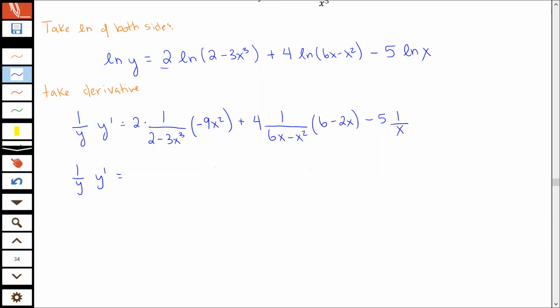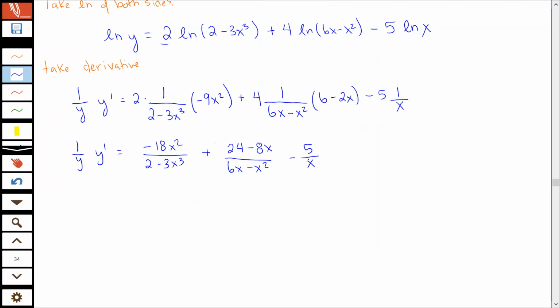So I'm going to end up with negative 18x squared over 2 minus 3x cubed, plus 24 minus 8x over 6x minus x squared, minus that 5 over x. But the whole point here is that I want y prime by itself. So I am going to multiply both sides by y so that I can cancel that out. Now in logarithmic differentiation, we actually know what y equals. It's the original problem. So we sub that back in at the end.